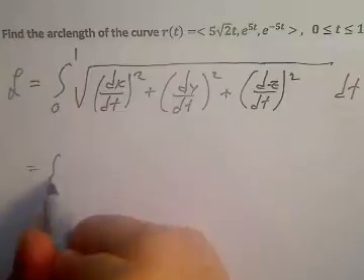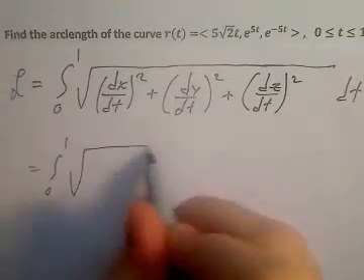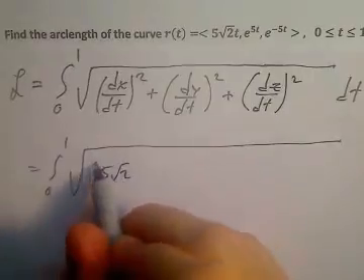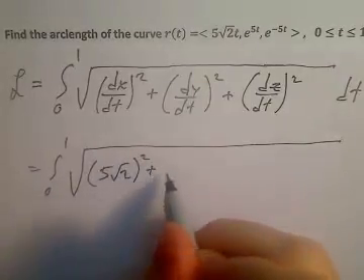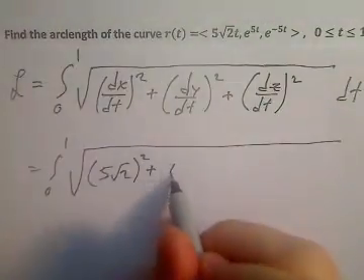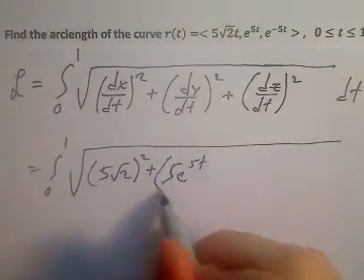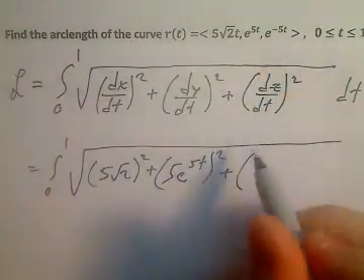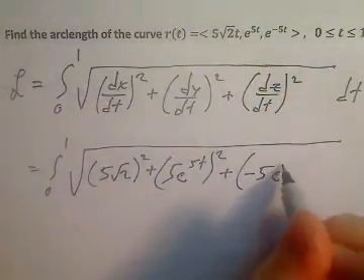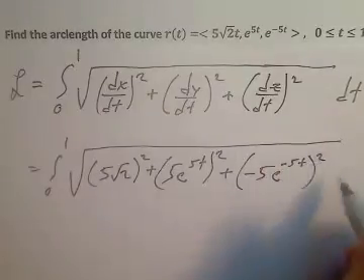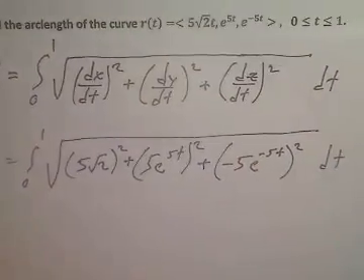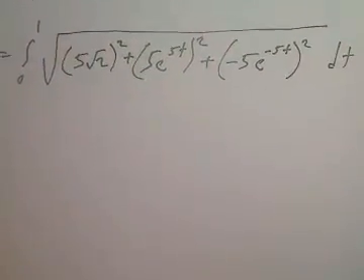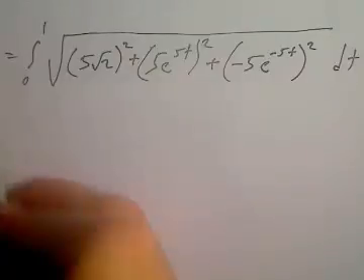So we're going to have the integral from 0 to 1 of the square root, where dx/dt is just going to be 5 square root of 2. We're squaring it, plus dy/dt is going to be 5e to the 5t, and we're squaring that, plus dz/dt is going to be negative 5e to the minus 5t, squared, dt. So what we want to do is simplify this and see what we get.